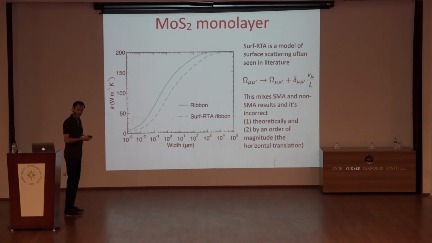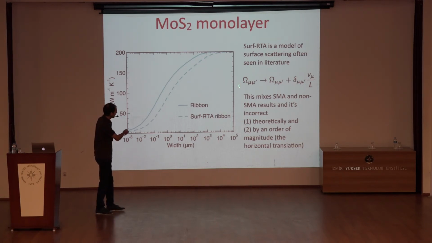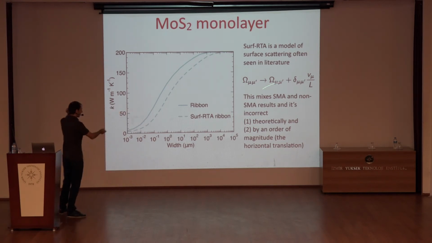This is the typical way we describe surface scattering. For the last decades, we have been using the complete expression of the scattering matrix as far as three-phonon and phonon-isotope scattering is concerned, and then you add a relaxation time of this form to take into account the existence of some finite characteristic size of your material. And this is the result of this dotted line.